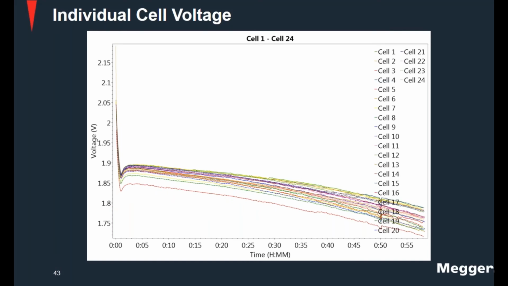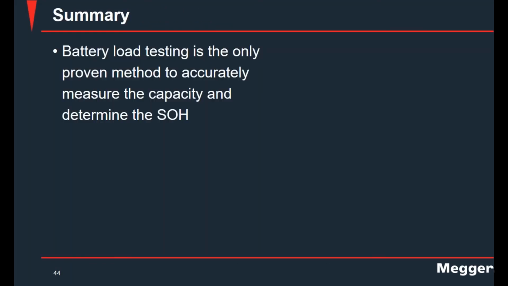So to summarize, battery load testing is the only proven method to define the state of health of the battery and to determine the capacity. It's a very resource and time demanding test, and it involves a lot of careful preparation and logistics. It's not easy to repeat.